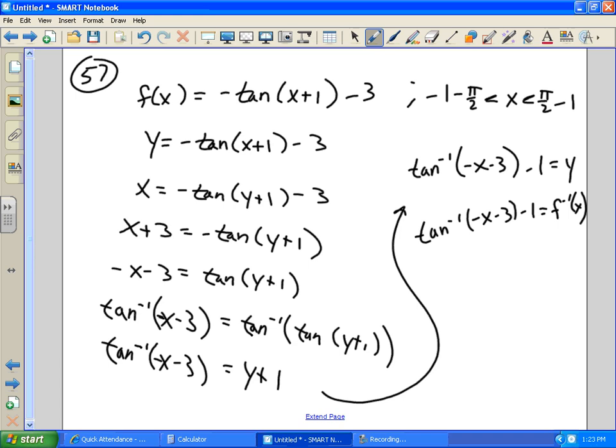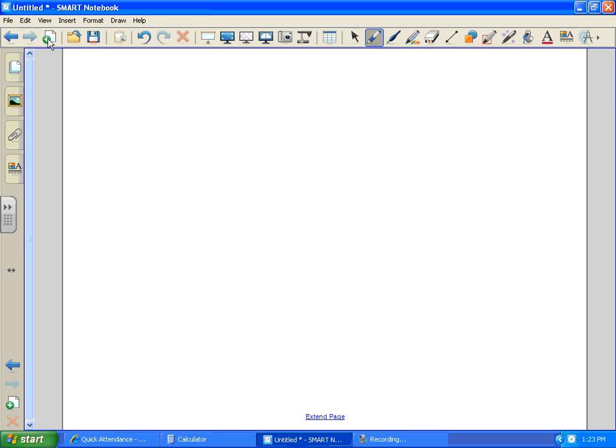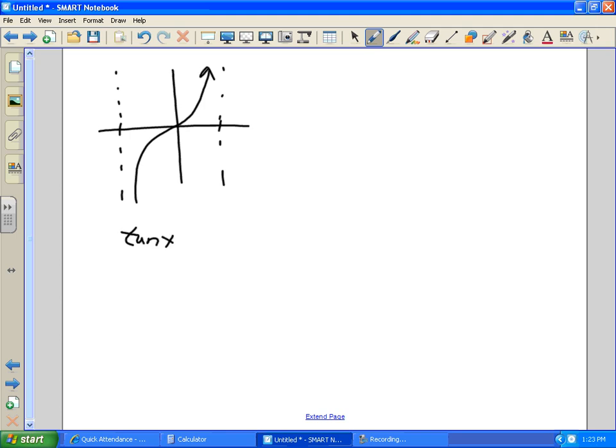Yes and no. Okay. So we need to know this. We need to know about even and odd functions. And so the tangent, just so you know, I'm going to graph the tangent. Odd. And it's odd, as Jerry said. So the tangent of x is odd. What does that mean?